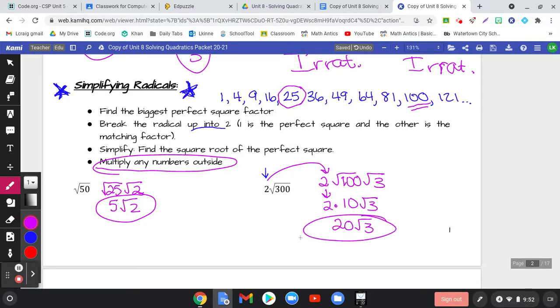In the next video, I'll show you how you can get that same thing using your calculator. So if you're not sure, maybe it's a number you don't recognize, maybe you can't find the square root, your calculator will find it and simplify it for you.